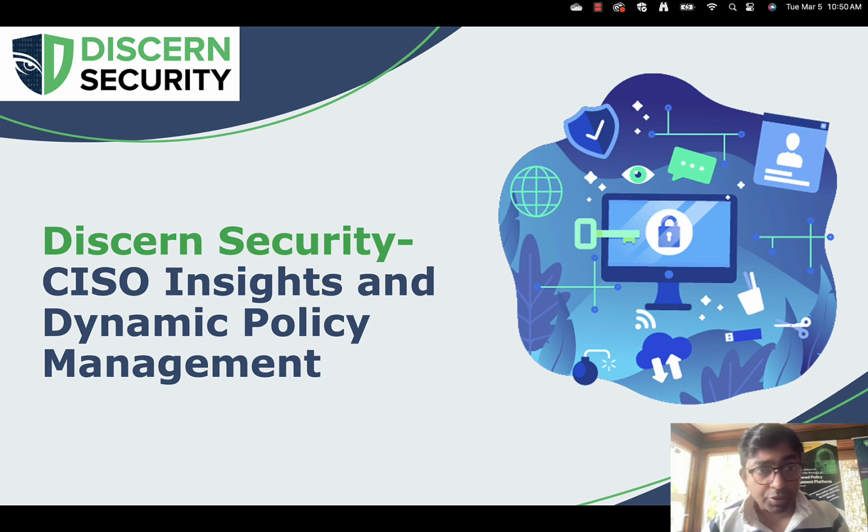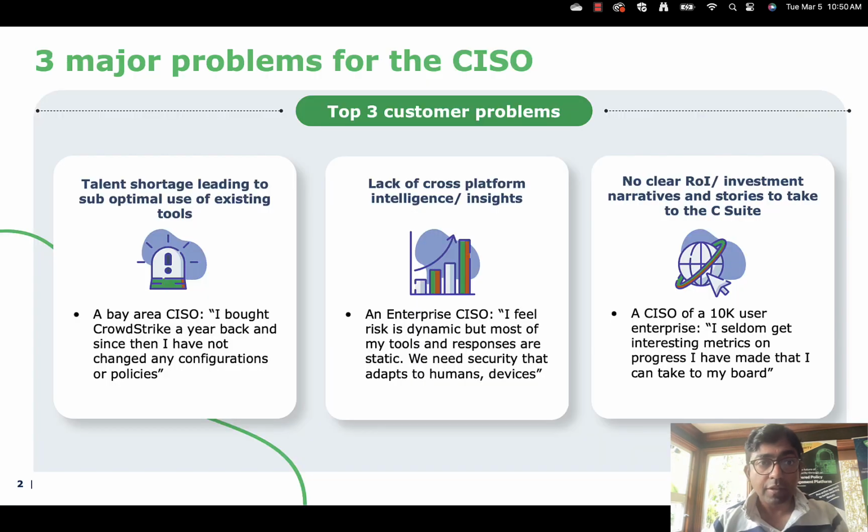Let me first introduce what Discern Security is. We started Discern Security with the objective of helping customers make better use of the security products they've invested in. Our research shows that an average customer maybe makes use of 10 to 20% of the security controls available to them on their EDR, on their core platforms like Microsoft, on their email security solutions like Mimecast.